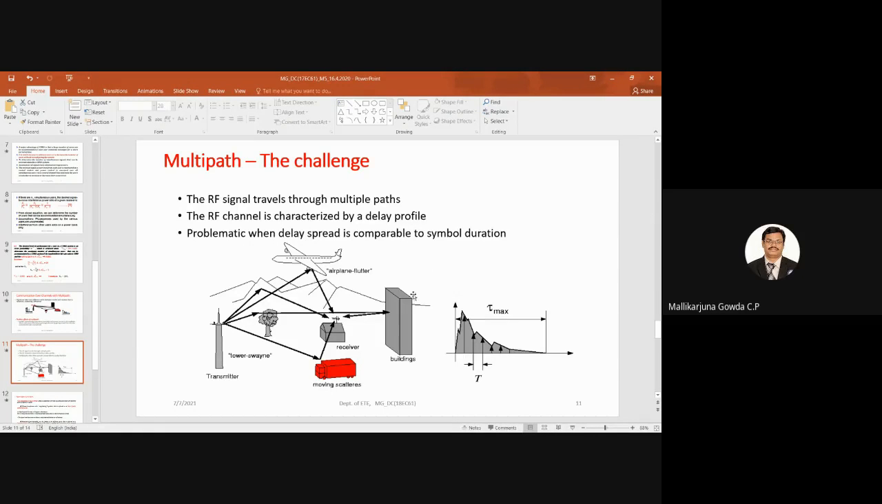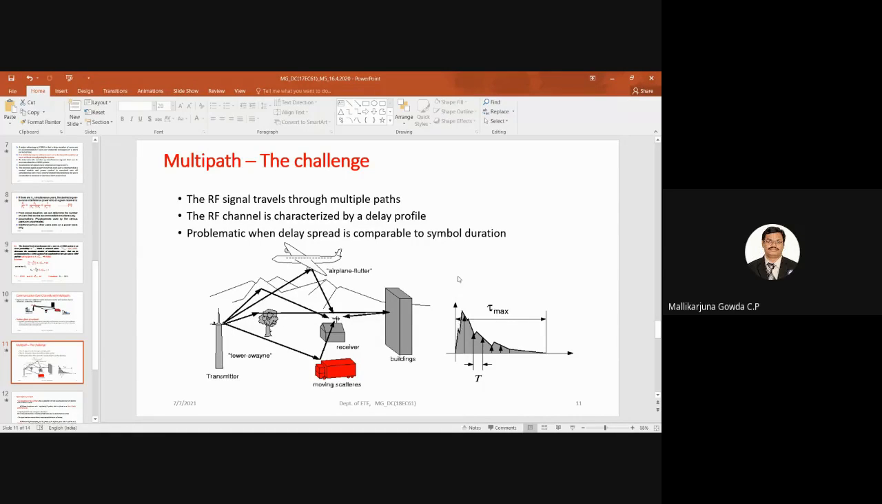See, the transmitter is transmitting a symbol. Let us assume that it is one rectangular pulse. See the duration from where to where it is, from here to here. This we call the delay spread, and this is the symbol duration, capital T. This delay spread has to be less than the symbol duration. If the delay spread is less than the symbol duration, then there will be no interference at the receiver side, no inter-symbol interference.